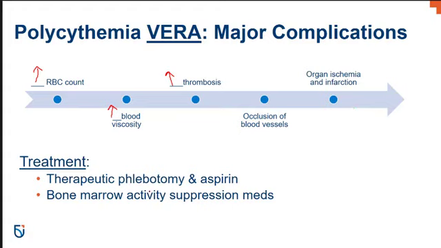Treatment for this, therapeutic phlebotomy, where they actually remove some of the blood to sort of thin it out, and aspirin to thin it out as well by reducing the amount of clots that can form. And in the case of polycythemia vera specifically, the bone marrow, which we know the stem cells are producing red blood cells out of control, they can give suppression meds to the bone marrow to suppress their activity.